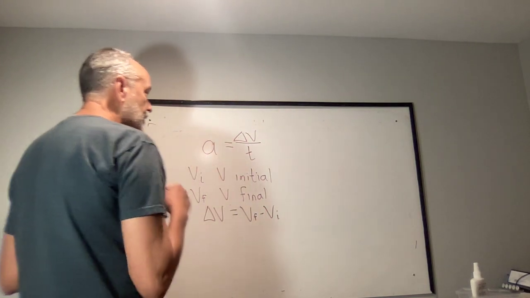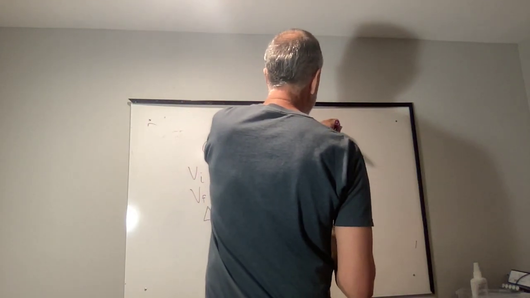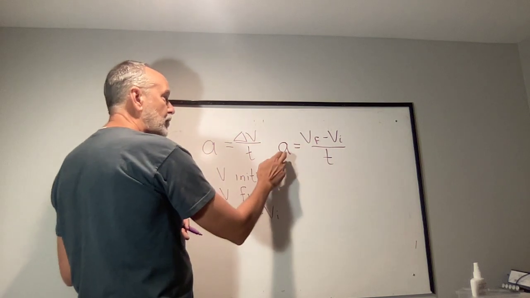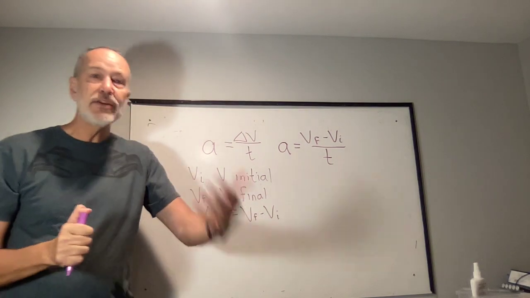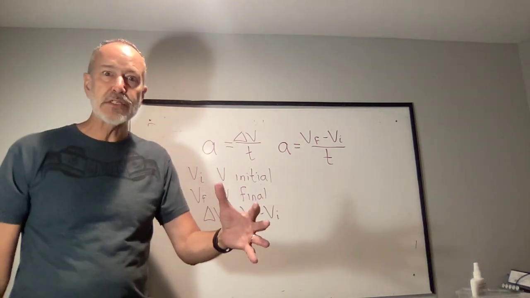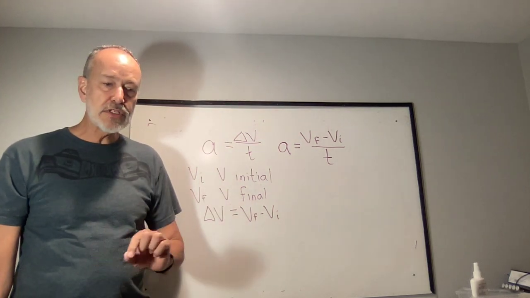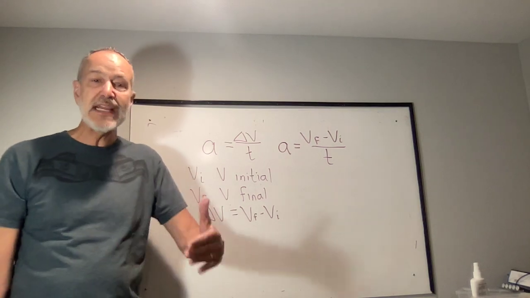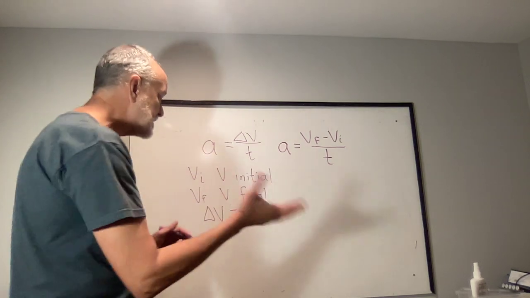A equals delta V over T. So we can rewrite that as A equals (VF minus VI) over T. Change in velocity in meters per second every second gives you the acceleration in meters per second squared. It's a velocity change. So you can be going really fast and have zero acceleration because your velocity isn't changing. Or you could be going really slow and have a pretty big acceleration because the velocity is changing. It's getting faster or slower. Any change in velocity. And remember, velocity is a vector.